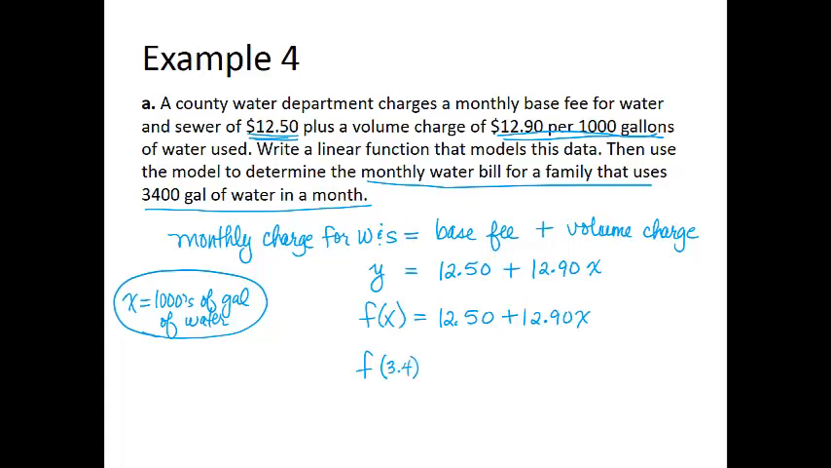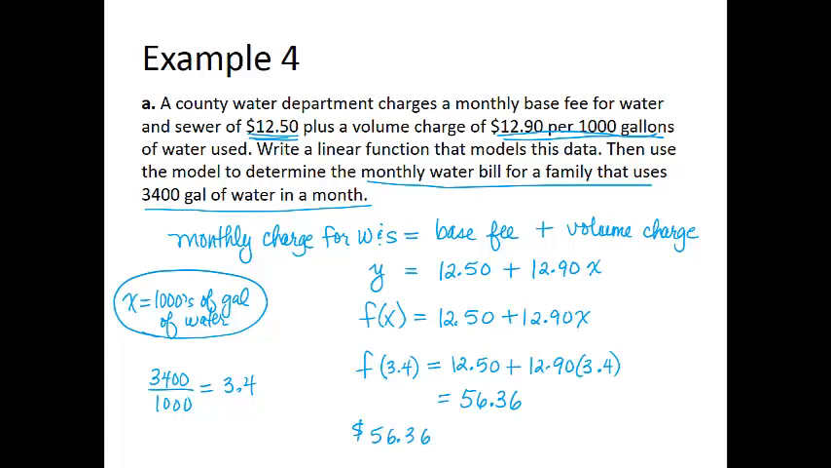Because x is representing the thousands of gallons of water used, we can divide 3,400 by 1,000 to determine the actual value of x. So our equation would be 12.50 plus 12.90 times 3.4. And when we perform that calculation, we get 56.36. So the monthly water bill for this family would be $56.36.